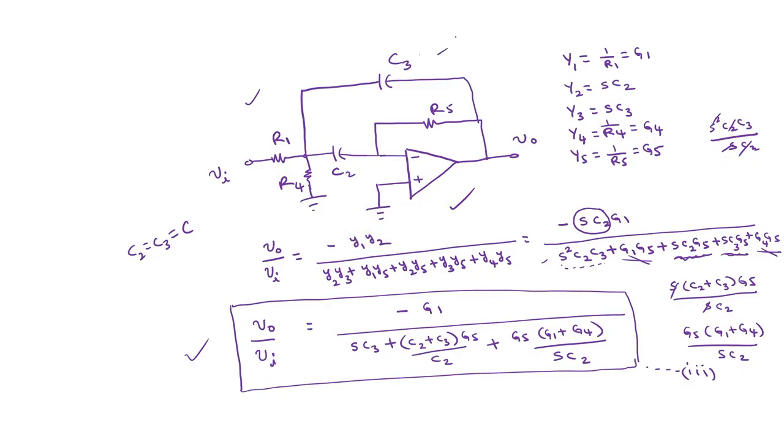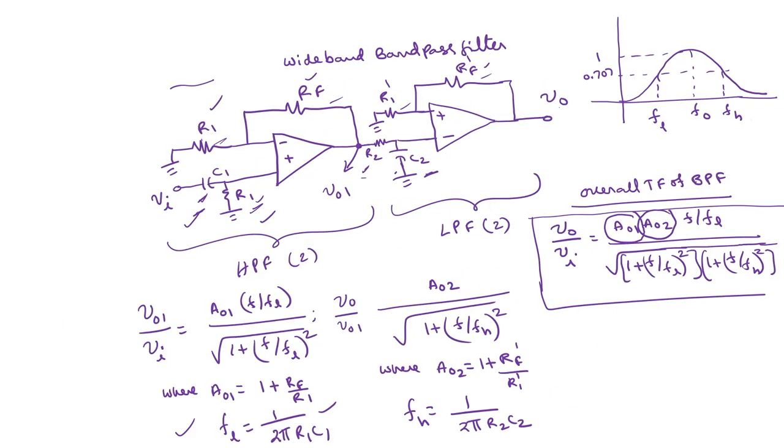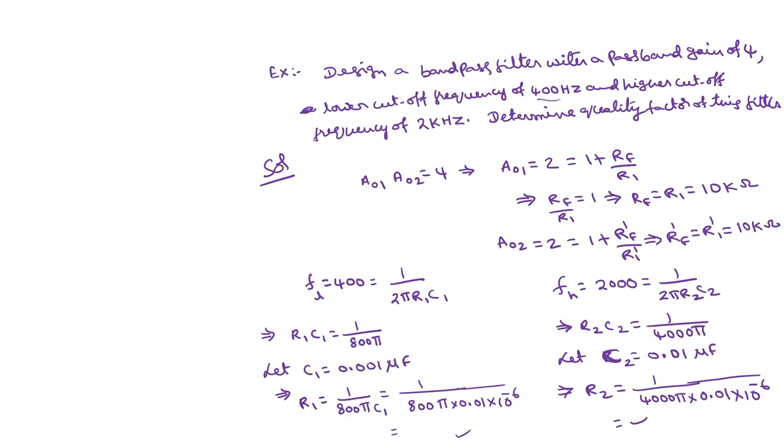Here we can design this filter with any cutoff frequencies, whereas in case of wide band pass filter, you have to cascade two first order sections, two filters, one low pass filter and another high pass filter. In this example, we have taken one first order low pass filter and one first order high pass filter. Similarly, you can cascade one second order high pass filter and one second order low pass filter to get higher order band pass filters. So, the next type of filter is the band reject filter, which we will discuss in the next lecture. Thank you.